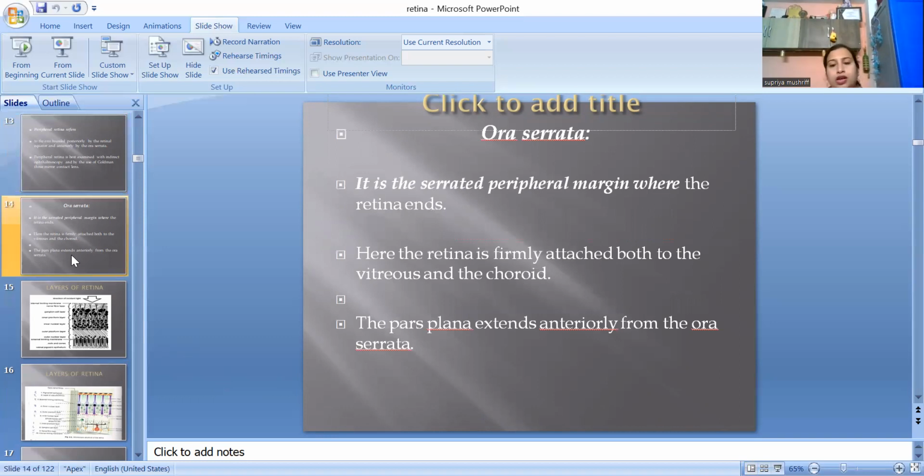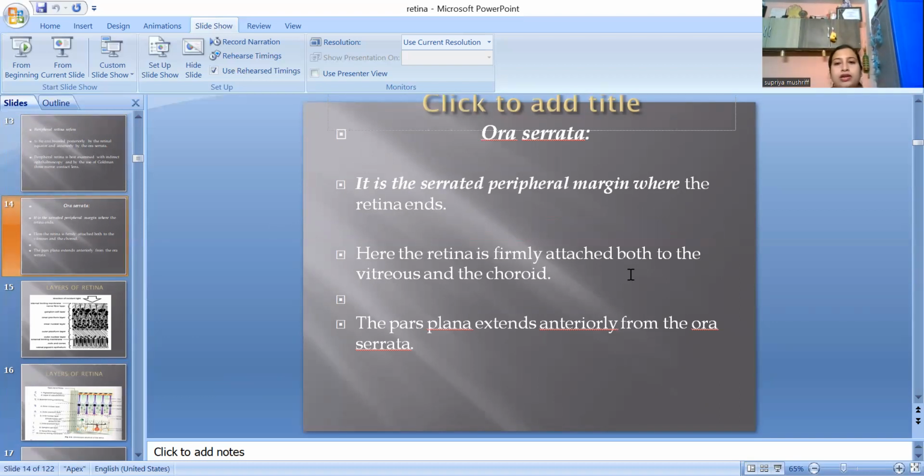Now, what is ora serrata? As you all know, anterior to the equator and posterior to the ora serrata is the peripheral fundus, and this is the margin of the peripheral fundus or peripheral retina. So why is it known as ora serrata? Because it is the serrated peripheral margin of the retina where the retina ends.